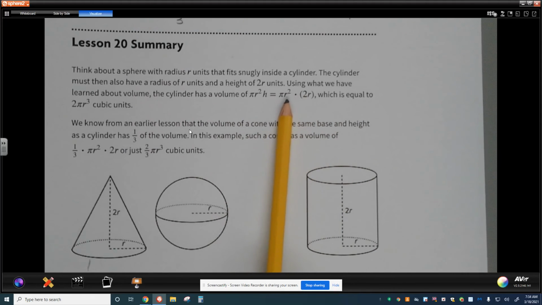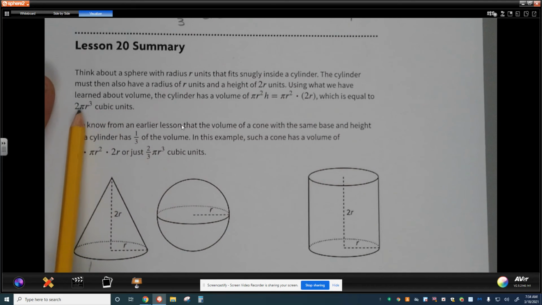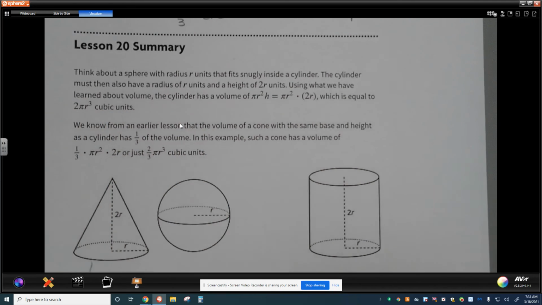So we can rewrite that as pi times r squared times the height of 2r, because the height is twice the radius in this situation, which is equal to 2 times pi times r to the 3rd power. You notice that this is written just slightly different from what I had up above, which is no problem. It's simply because I changed the order of the way that it was written. You can do that in multiplication.